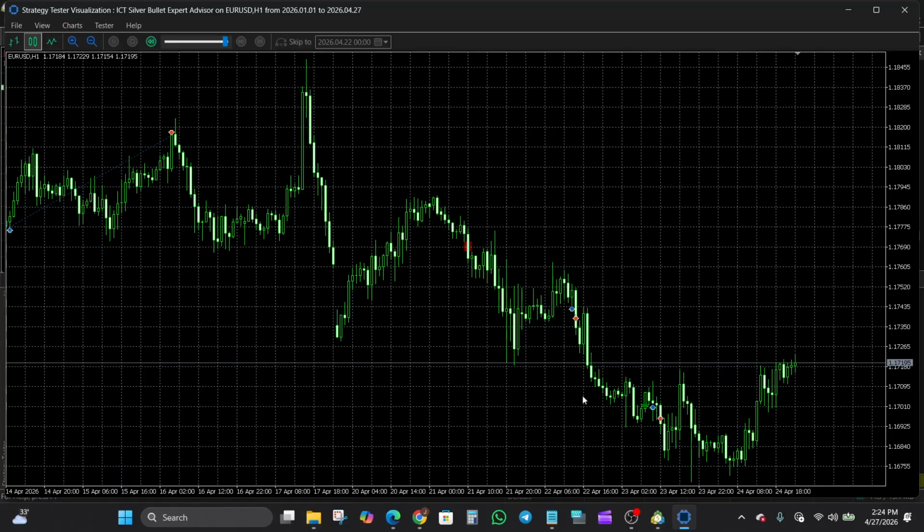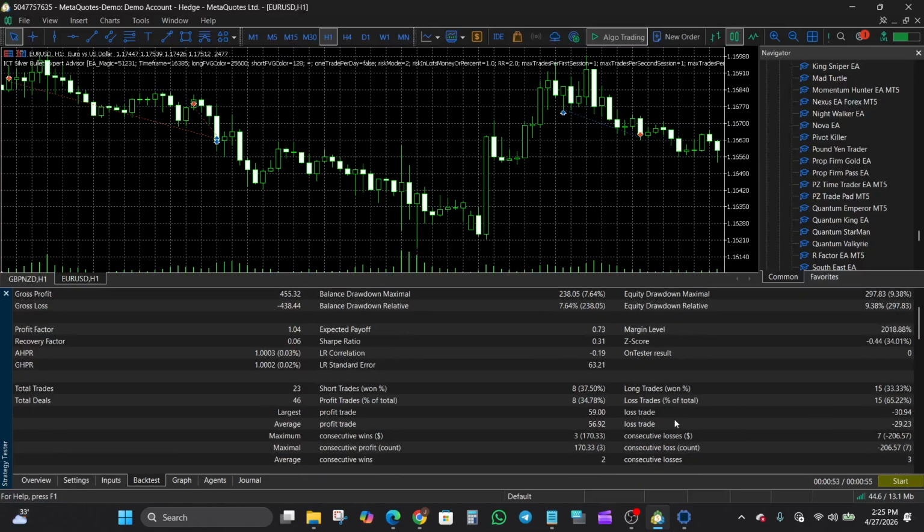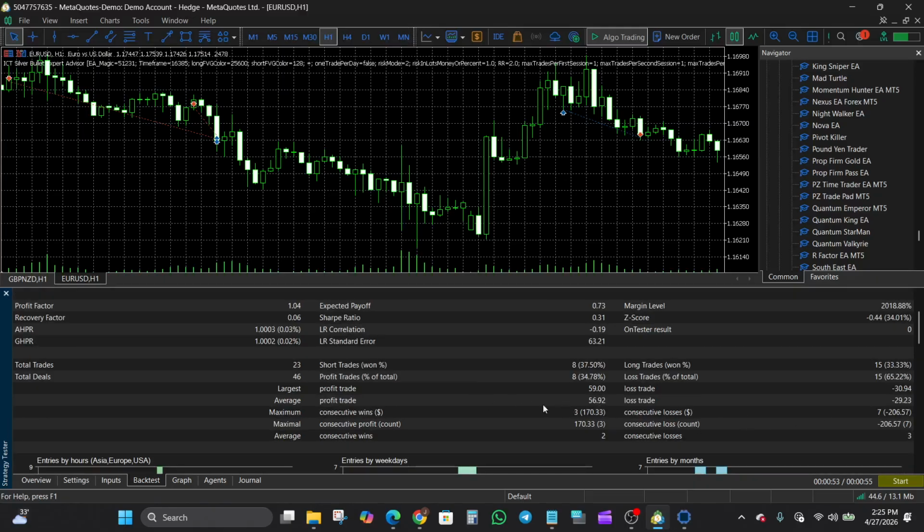So the backtest has concluded. We're just going to head over to the results right now, and we can see that we had an initial deposit of $3,000. Net profit is just 16.88 US dollars. It's just a little above 0.5%. And we can see that 23 trades were taken, short trades were 8 with a 37.5% win rate, long trades were 15 with 33.33% win rate. All right, not very good. We had our average profit at 56.92, average loss was 29.23, largest profit $59, largest loss was $30.94.